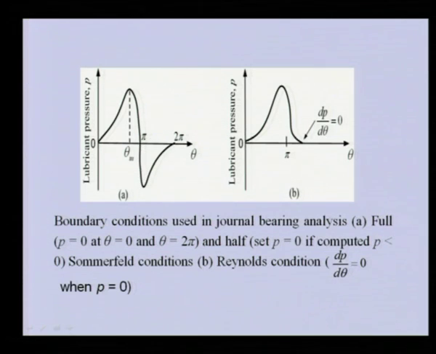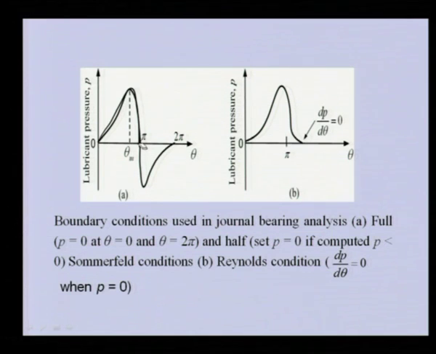So, most often we go for the half Sommerfeld condition rather than the full one, in which we take the boundary condition up to this only, we do not go up to this. Wherever the pressures are negative, we take them as 0.